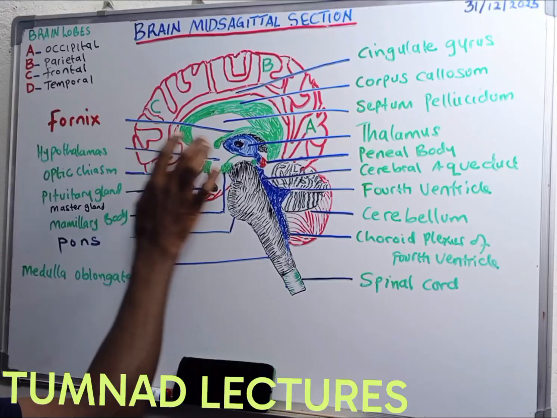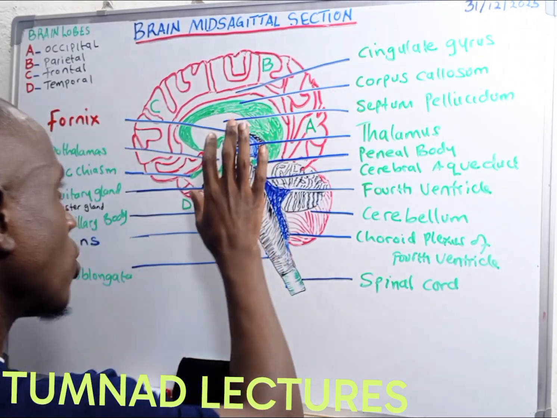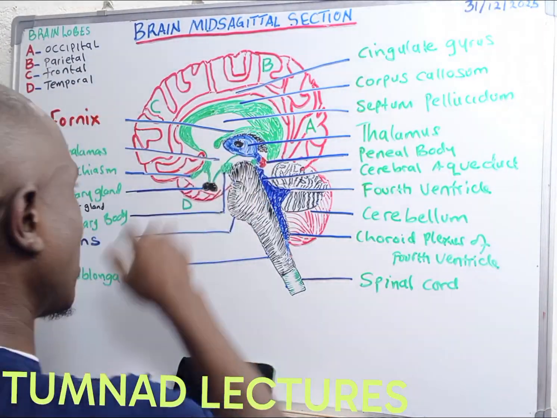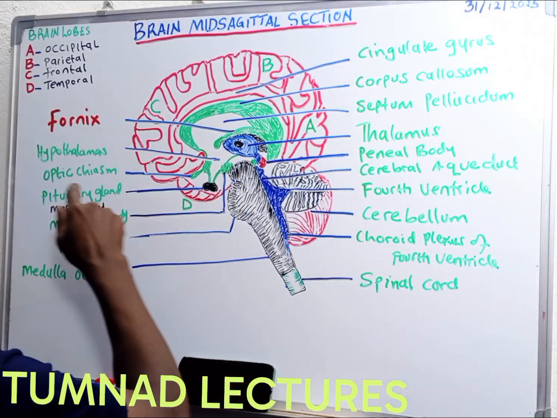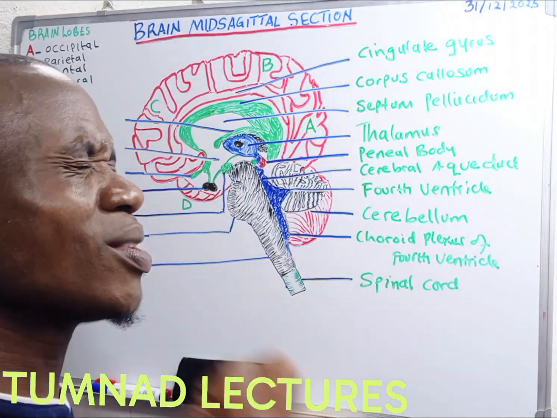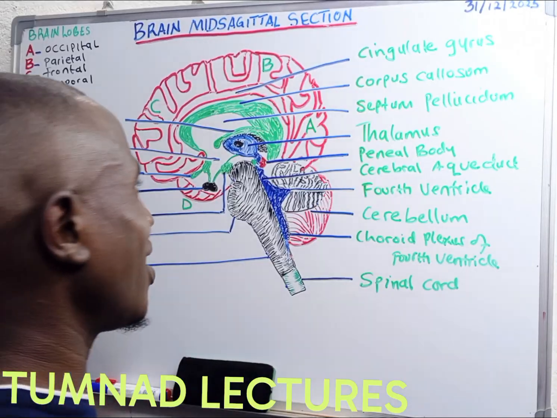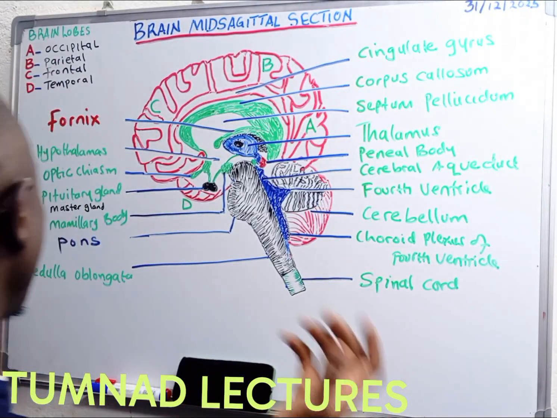We moved ahead and said that this structure just above the thalamus, which is a band of myelinated axons or fibers, we call the fornix. And then we said that this structure here is what we call the hypothalamus, which regulates a lot of homeostatic roles, regulation of the autonomic functions, the temperature regulation, sympathetic and parasympathetic nervous system activation, and all that.